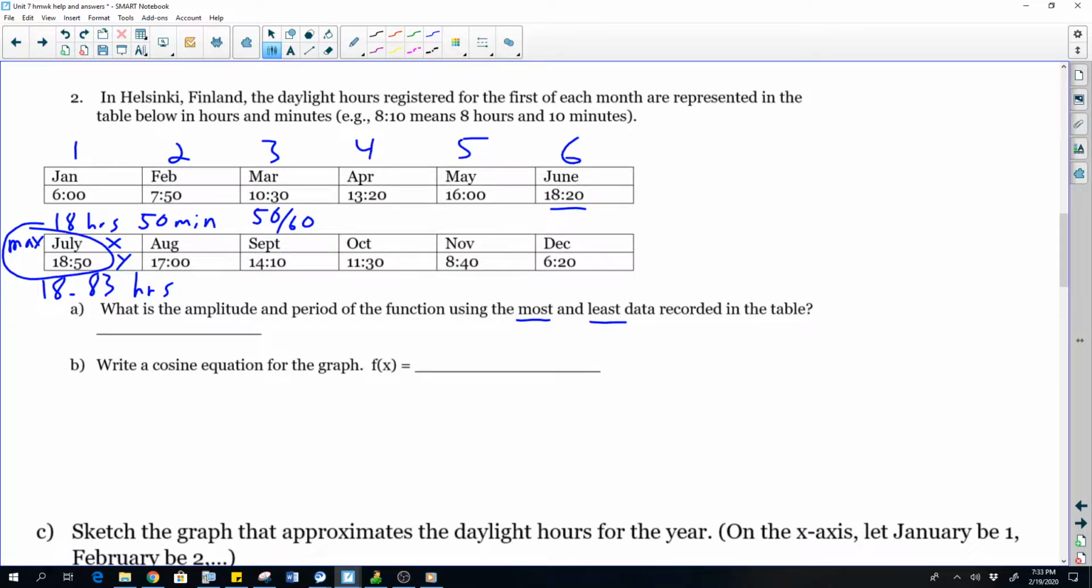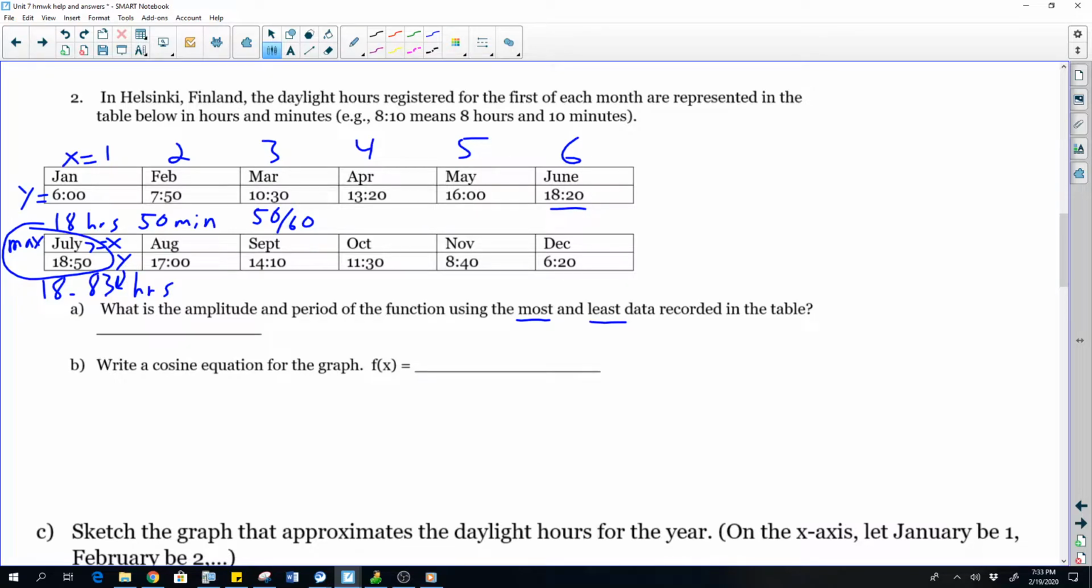And so July will be 7, x equals 7, and y equals 18.83. Cool. Okay, so then we're going to jump over to the minimum, and that's probably looking like January. So January will be x equals 1 for our x value, and then our y value will just be 6. Nice.